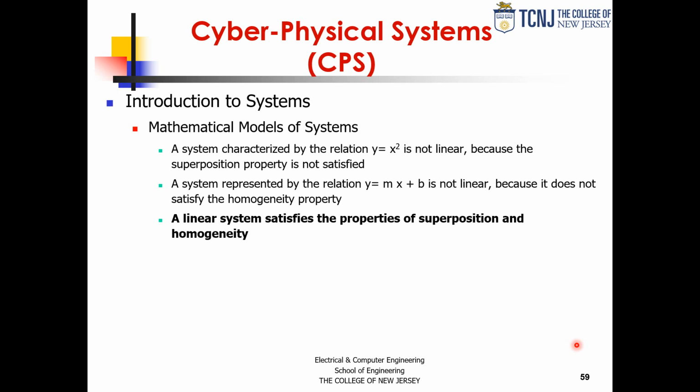Because if I put x1, I get x1 squared. If I put x2, I get x2 squared. But if I put x1 plus x2, I don't get y1 plus y2, which is x1 squared plus x2 squared. I get x1 squared plus 2 times x1 times x2 plus x2 squared. Okay. So we get that trinomial, right?